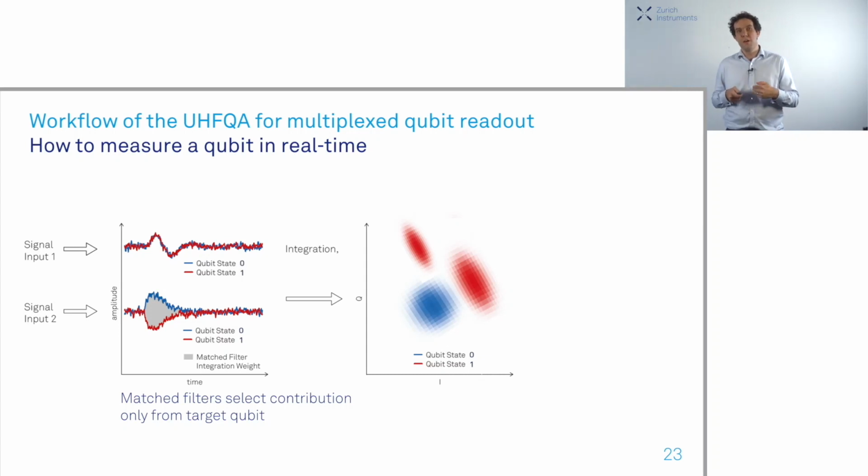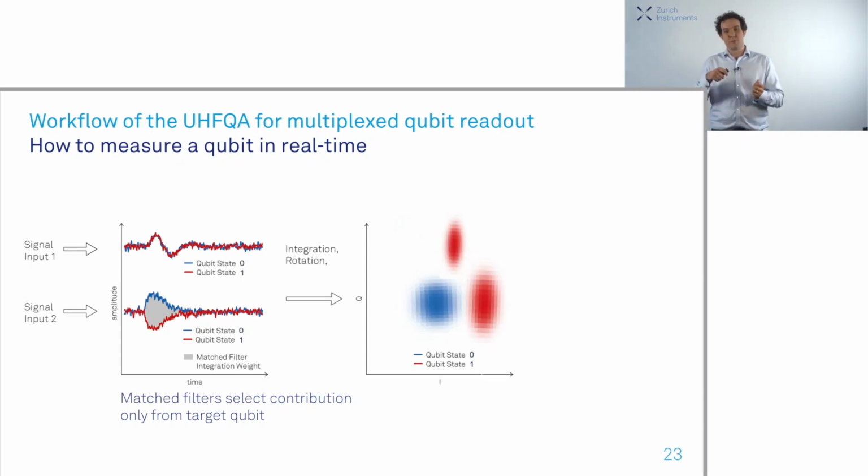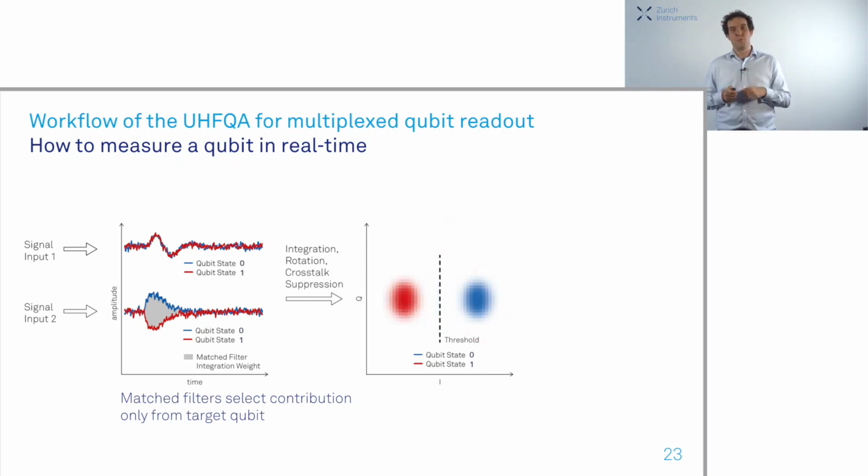And what you want to do now is distinguish between these two states in real time. For this, you have to modify these results and clean them up so that you can put a nice threshold. The way the UHFQA does this is it first rotates the signals onto one quadrature, and then in the end, it does a crosstalk suppression operation, which really removes all the remaining influences of all the other qubits. And in the end, what you get are two nice clouds of data.